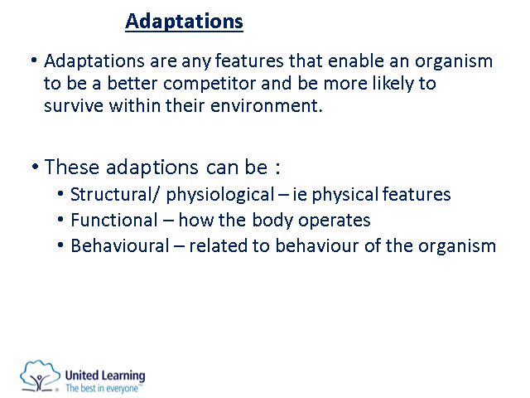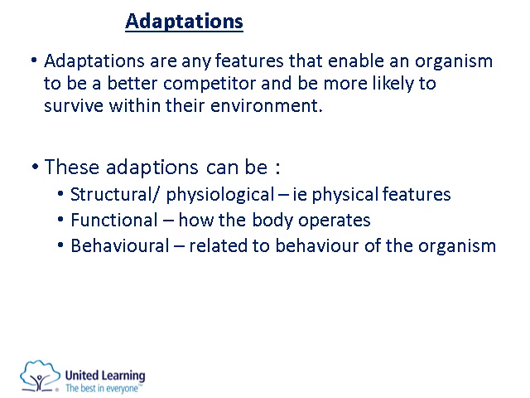To be able to survive to the best of their ability within an ecosystem, all organisms have some sort of adaptations. Adaptations are any features that enable an organism to be a better competitor and more likely to survive within their environment. Like we said in our outcomes, there are three types of adaptations that you need to be aware of, and all adaptations that an organism has fall into one of three categories.